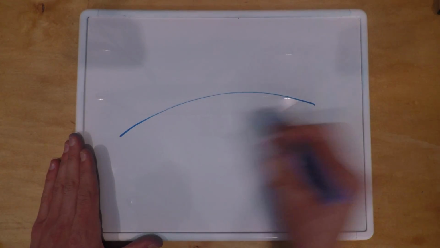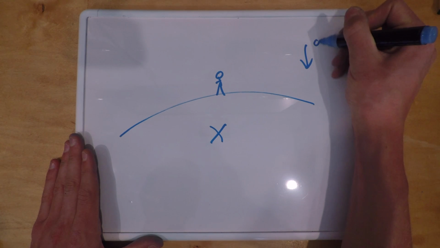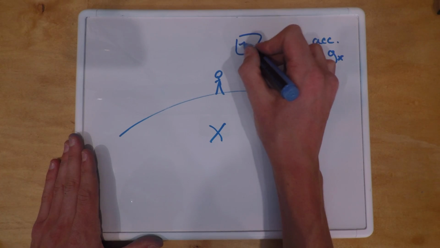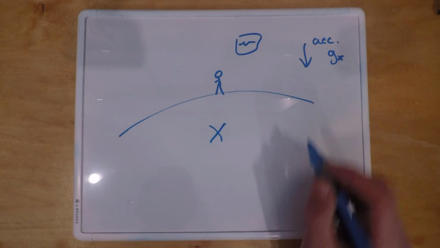Humanity has finally traveled to distant planets, and this guy here wants to know the acceleration of gravity on this new planet X. But his device that measured the acceleration of gravity on new planets fell out of the spaceship on the way here.